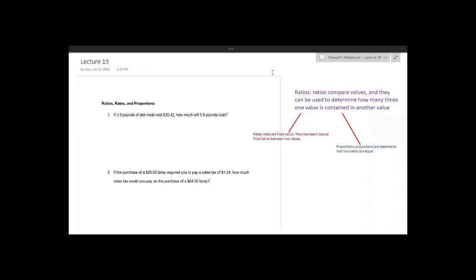Welcome back, everyone. Today we're going to be talking about ratios, rates, and proportions. So let's just start with some definitions. Ratios compare values, and they can be used to determine how many times one value is contained in another value.